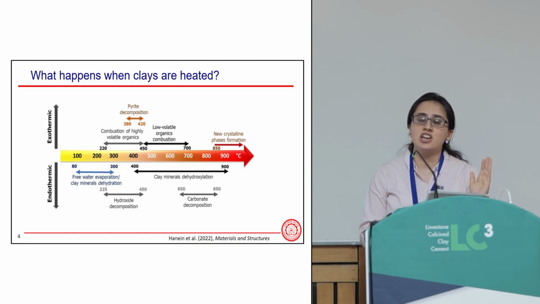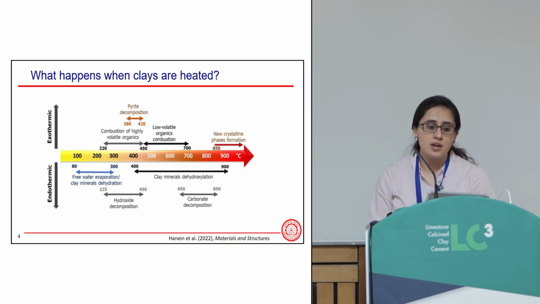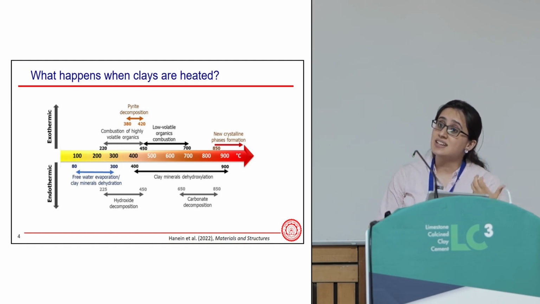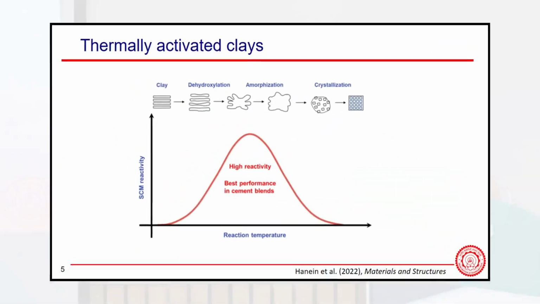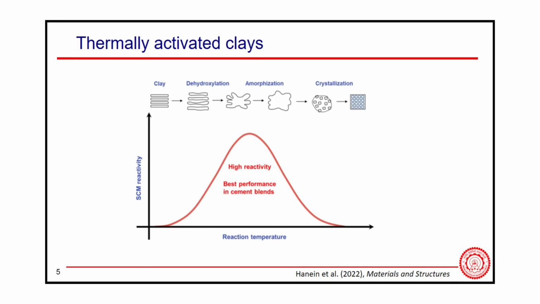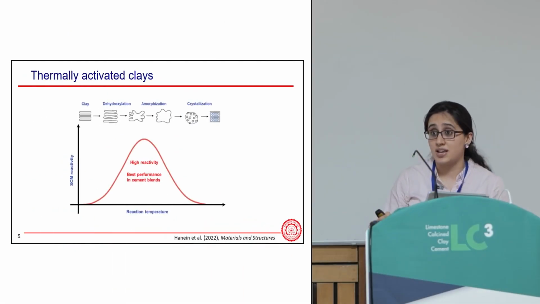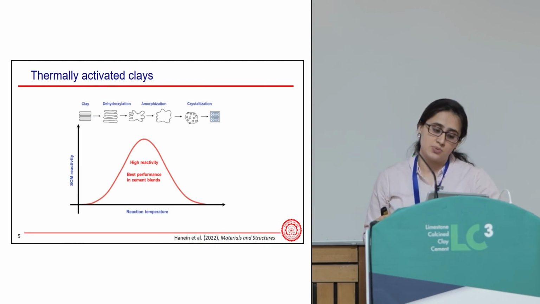When we heat the clay just to the dehydration phenomena, those clays will show very low pozzolanic reactivity, because just by removing the absorbed water, the clays are still in crystalline form. It is only when we calcine the clays just above the dehydroxylation temperature that we get high reactivity. This happens because the crystalline clay gets transformed into an amorphous phase, which has a very high specific surface area, and that form of the clay shows very high reactivity.